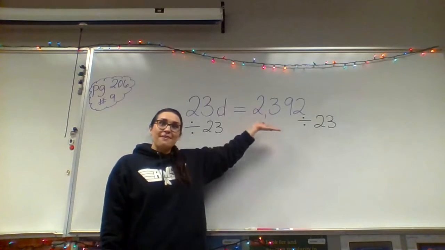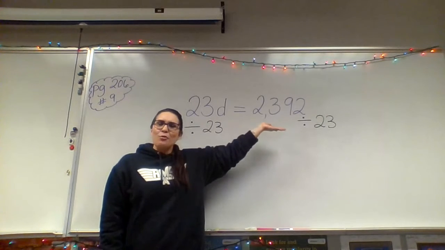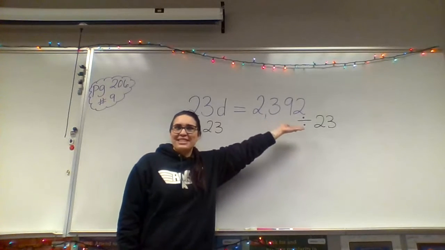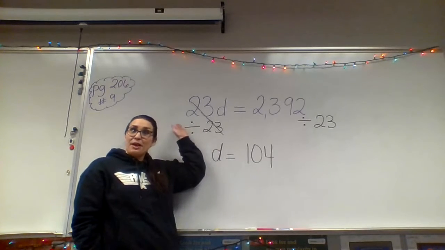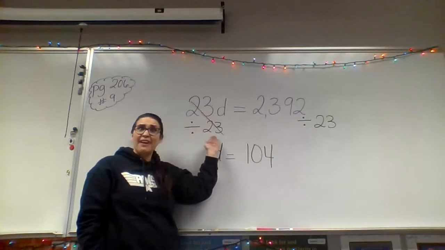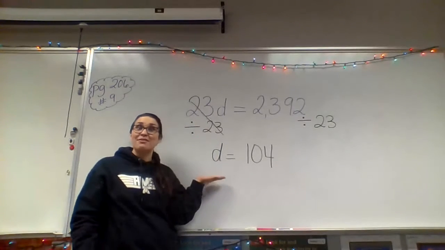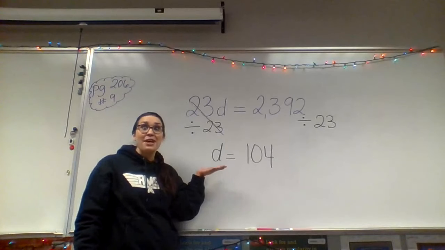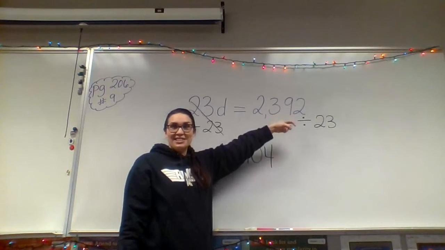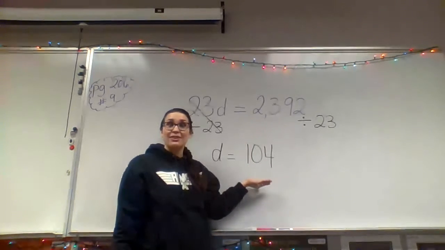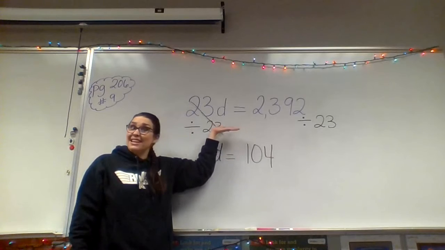So in order to find out the solution to this equation, I need to know, well, what is 2,392 divided by 23? So again, my friends, we know that multiplying by 23 and then dividing by 23, that cancels that whole thing out, right? So we would just have our variable d by itself. But remember, we needed to do 2,392 divided by 23, and that gave us 104, which means that 104 is the solution to this equation.